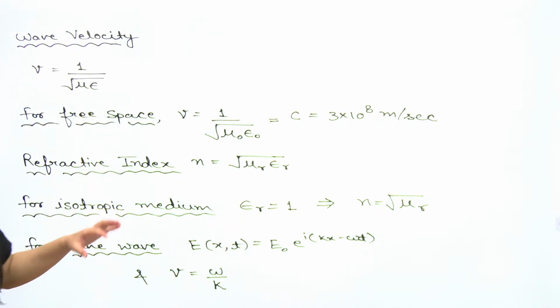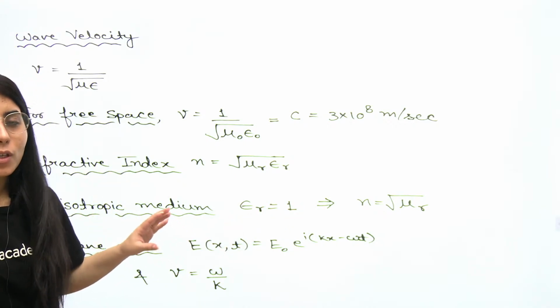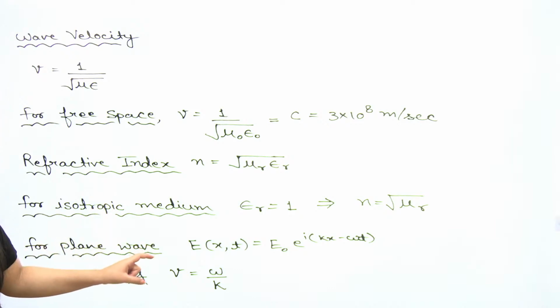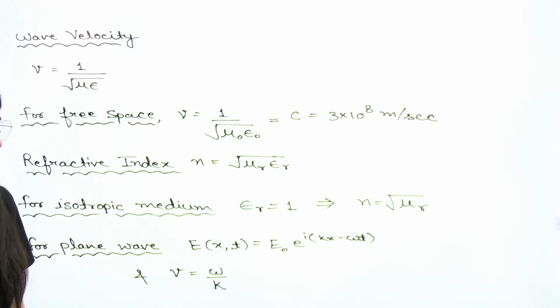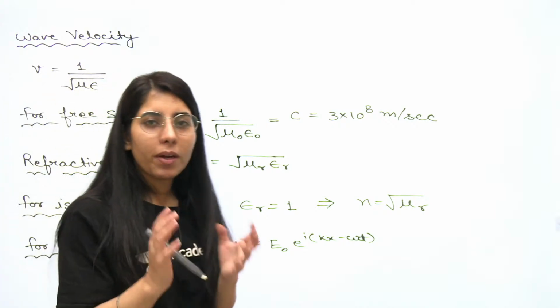Then for a plane wave, what is the equation you will have for the electric field, okay, and what will be the value of V you will get from here? That will be omega upon K. So this is how you can directly get to know so many formulae.